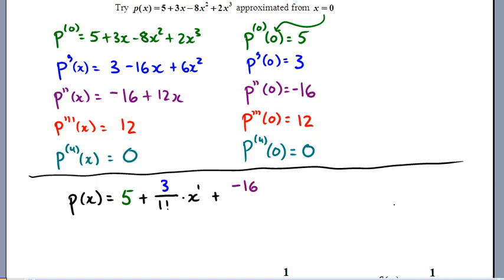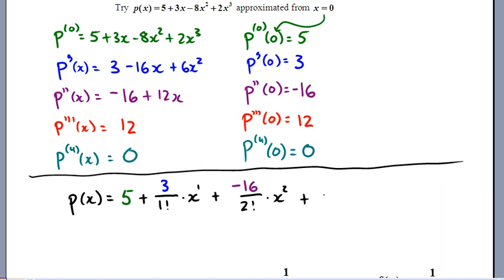We'll divide that by 2 factorial times x squared. There's the second order term, the second degree term. There's the P2, as some people would call it, the Taylor series approximated with degree 2. Let's keep going.